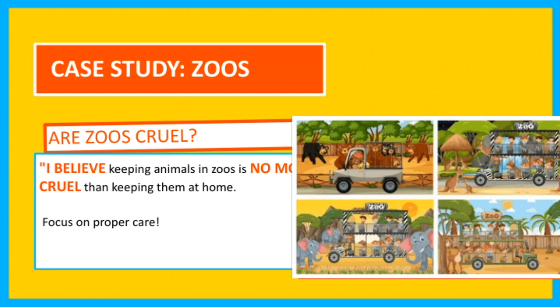Many modern zoos prioritize conservation, education, and animal welfare. They create habitats that mimic the animals' natural environments as closely as possible. Of course, there are valid concerns and criticisms, but the key is whether the animals are cared for properly. If they are, then zoos can serve a valuable role in protecting endangered species and educating the public.